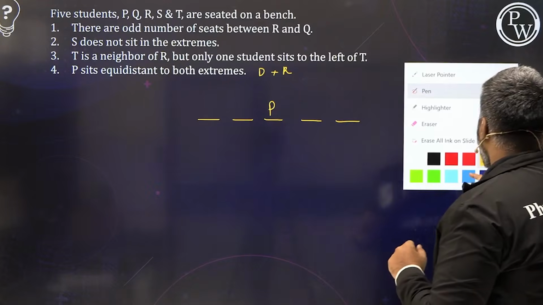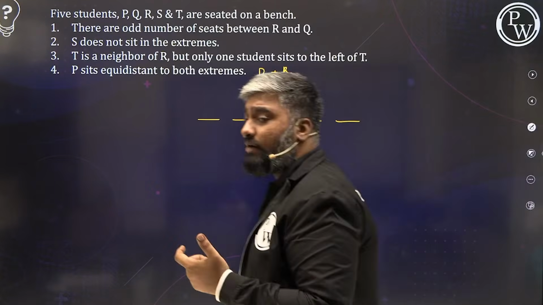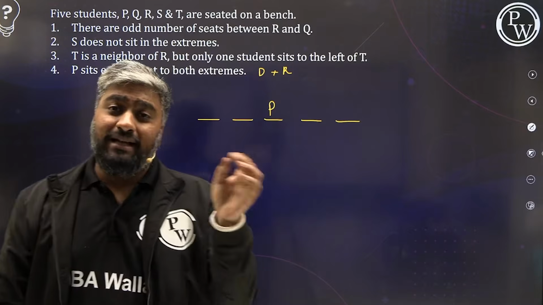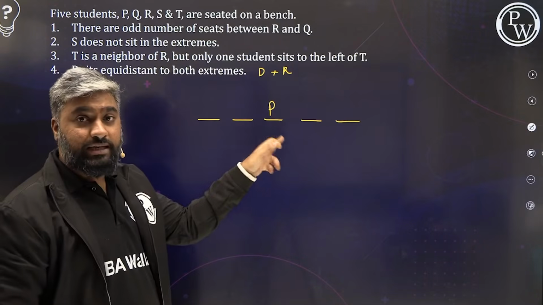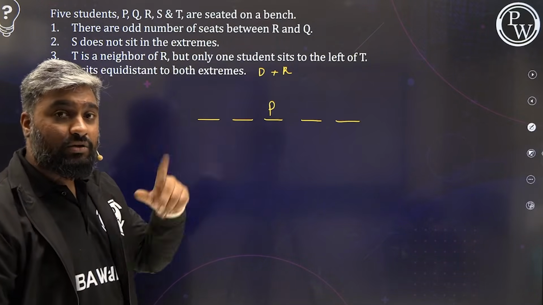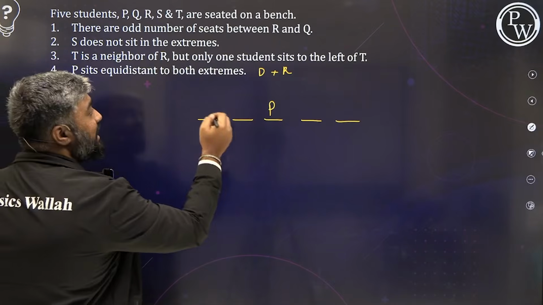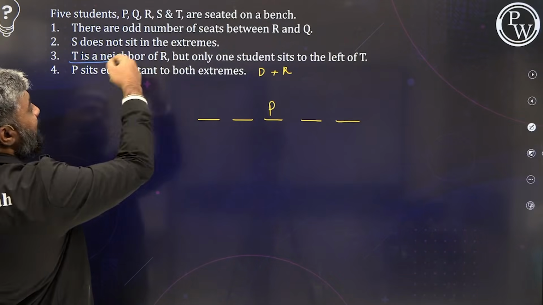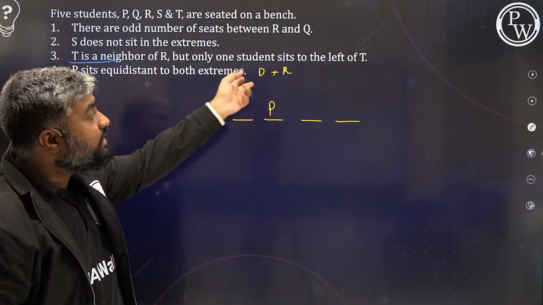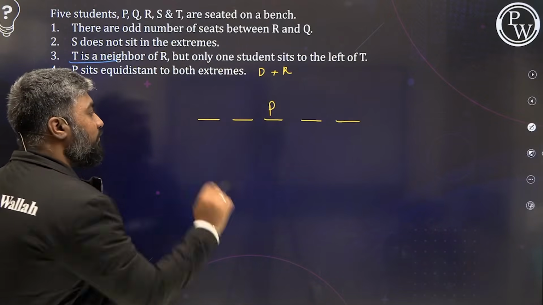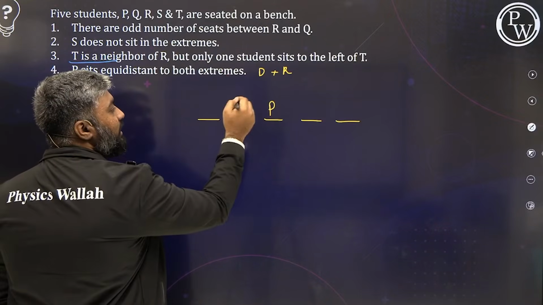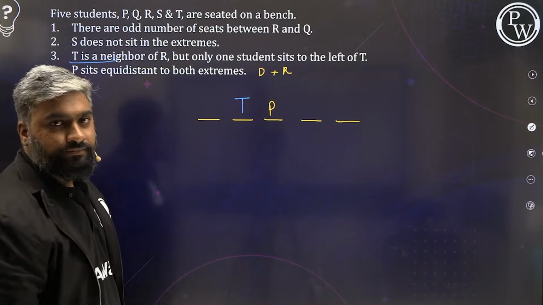Yes. Now you go on with which clues? You have to start with direct but less relevant one, but relevant to this condition. So which one can we start with? Can I start with this? The third one, T is a neighbor of R, but only one student sits to the left of T. If only one student is to the left of T, that means T has to be here.